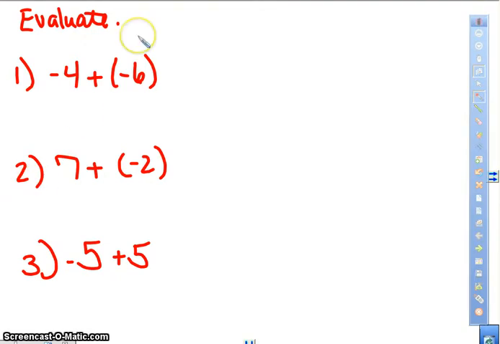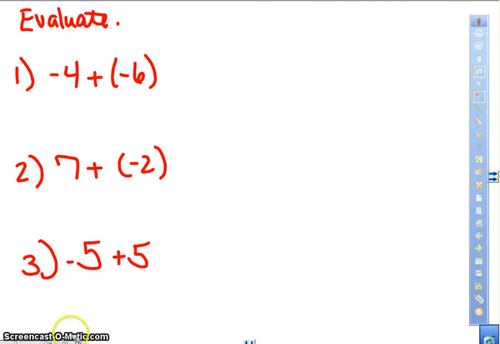All right, so we're going to go through these problems. I encourage you to pause it, try to answer them on your own first, and then press play to see if you did them correctly. Okay, so we are adding integers today. We're starting off with adding.